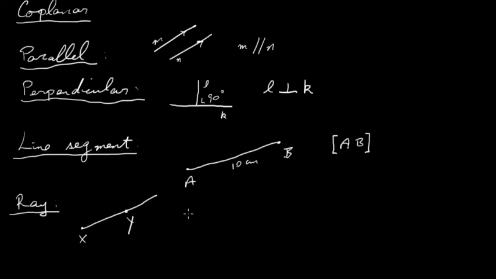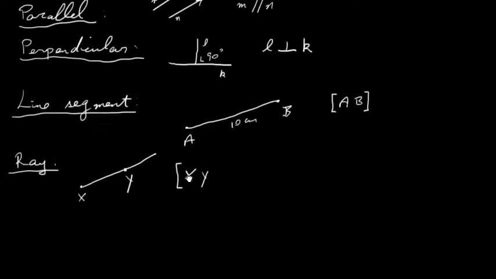A ray is usually written like this. You write down X, Y, you'd write down one square bracket only, and nothing on this side here. So this is the ray X, Y, starting at X, going through Y. If it started at Y, went through X and on in this direction, then you'd write it the other way around. You'd write the square bracket and then Y and X. Okay, so that's our ray here.